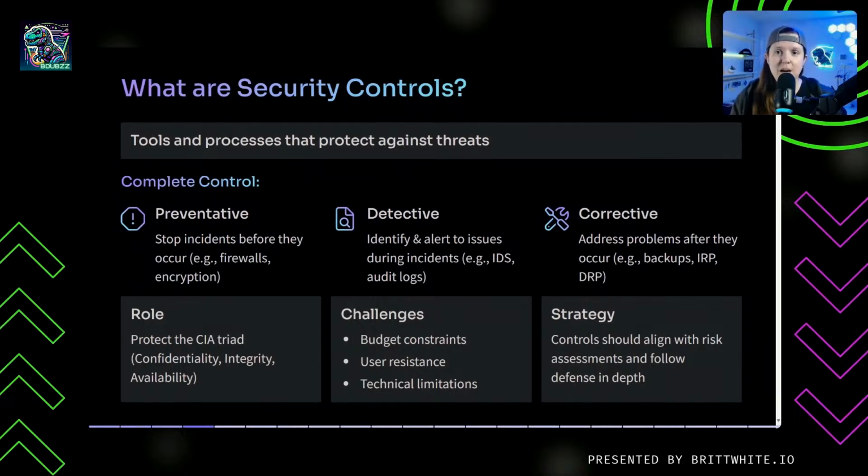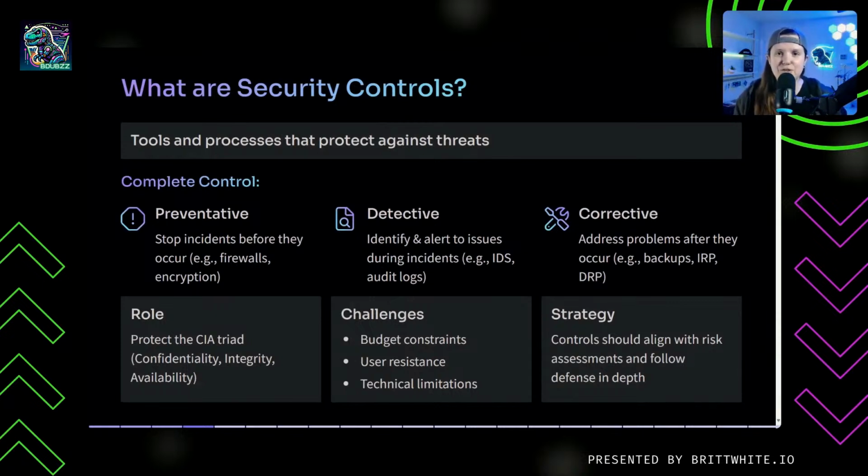Preventative controls stop an incident before it happens. Think of a firewall. It's like a locked gate, keeping unauthorized users out of your network. No key, no entry. Other examples include access control lists, data encryption, and security awareness training.